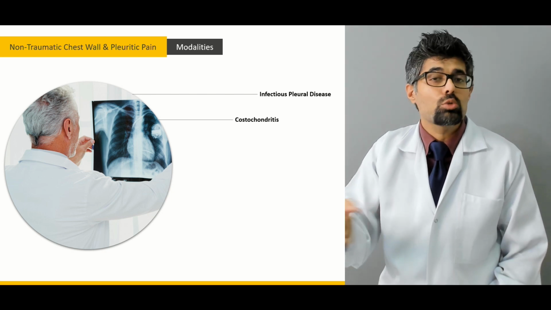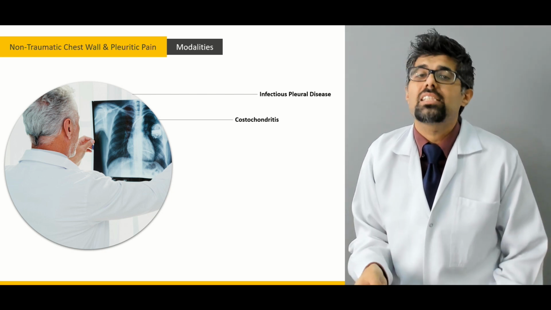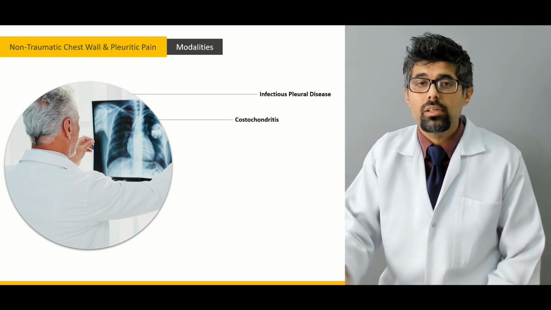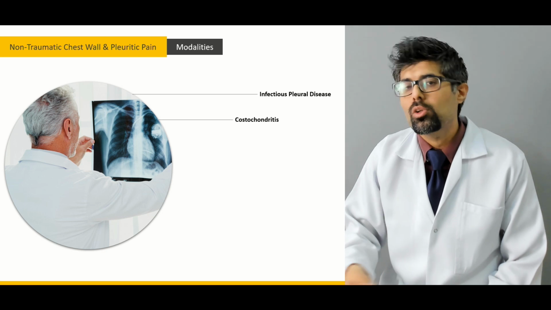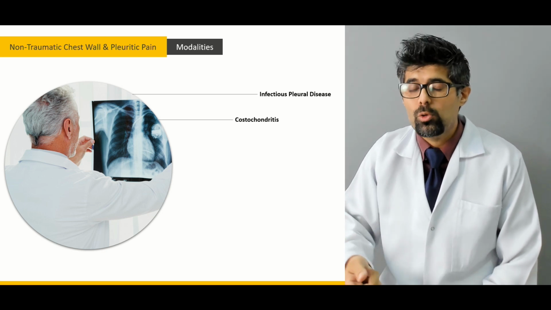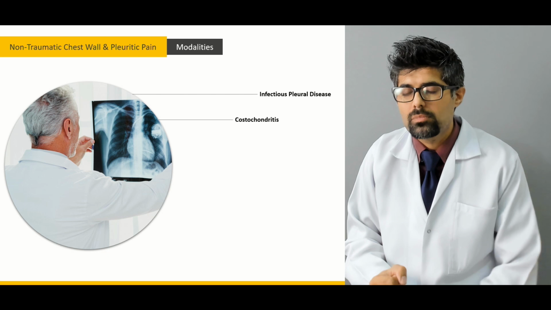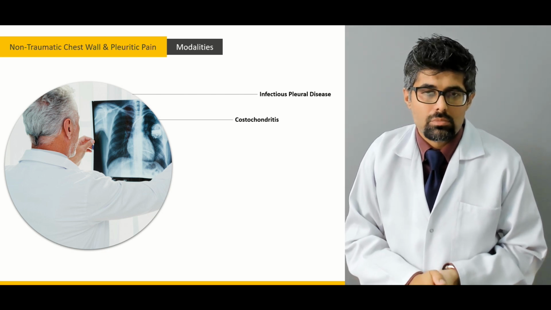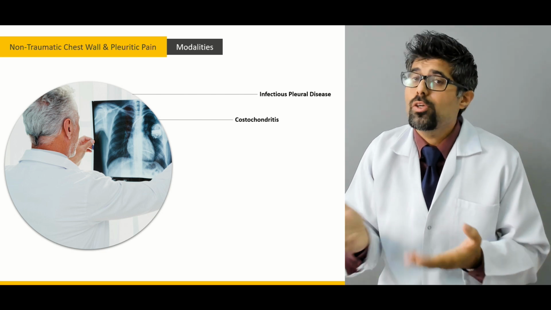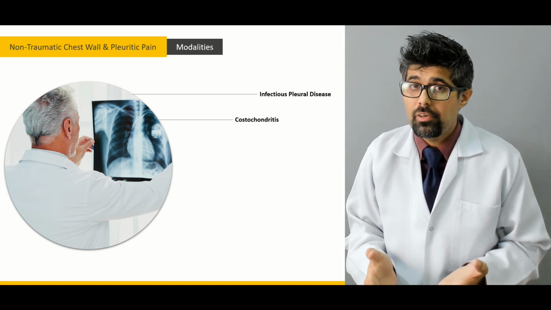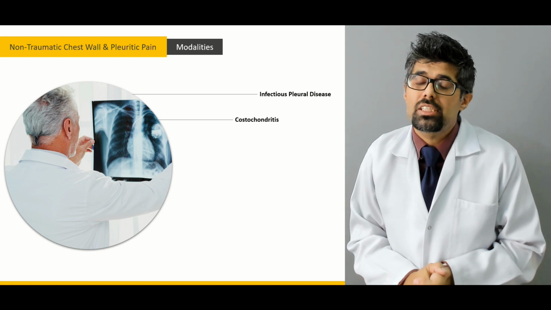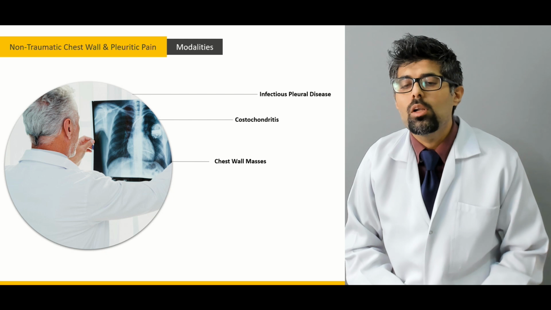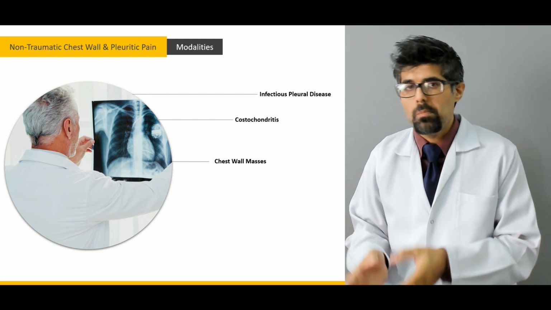Though during the course of the treatment, CT scan is more preferred because we want to evaluate how our treatment is going for the costochondritis. So we use CT scan to diagnose, we use PET scan to confirm, and then we use CT scan to evaluate our treatment. Our next example would be chest wall masses.